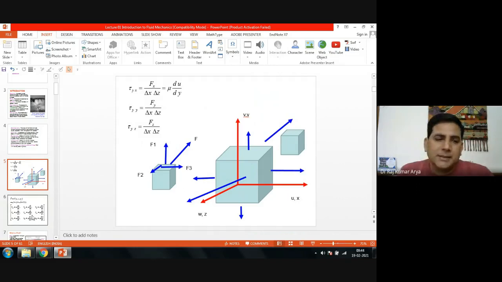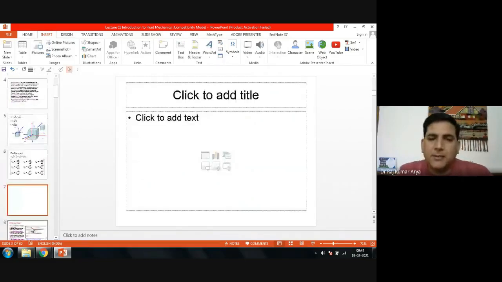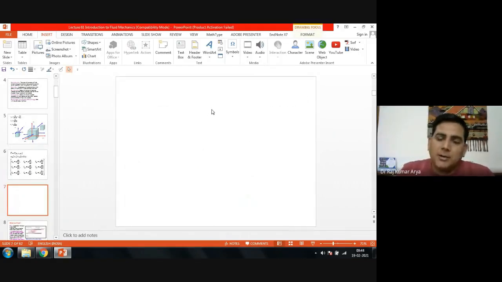How do you define whether your shear stress or these stresses would act on the plus side or the minus side? The way to define the direction of the stresses is that you need not worry about how to define the direction.